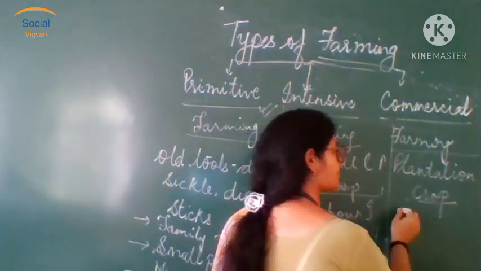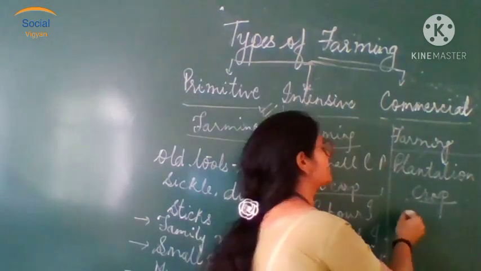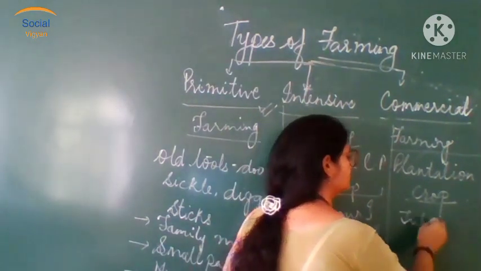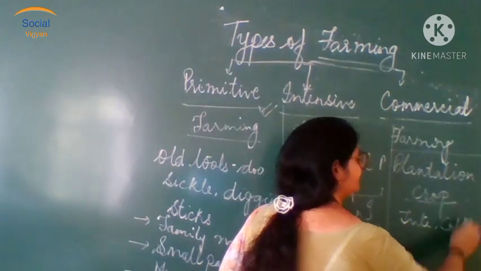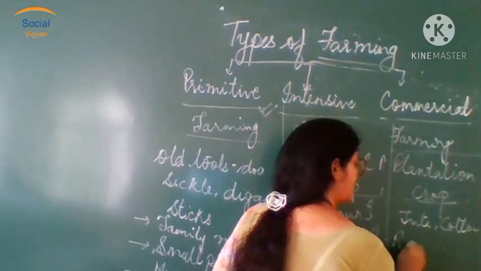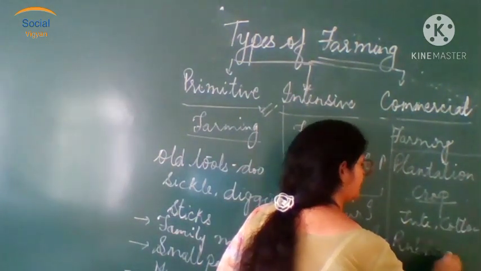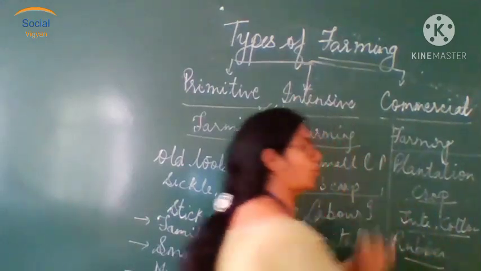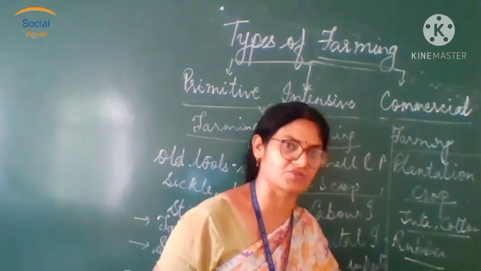So plantation crops, what does it involve? It involves jute, cotton, rubber, and see children, these are forming the base of one or the other industries.